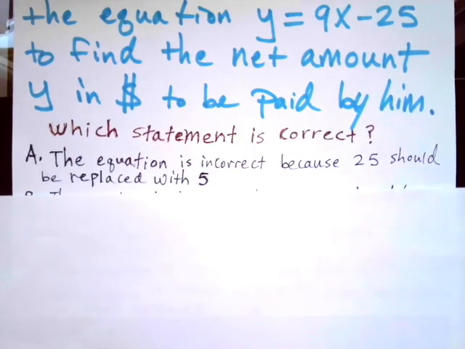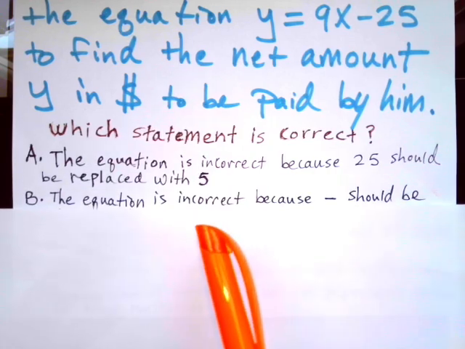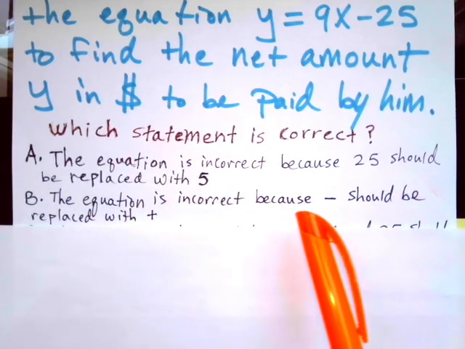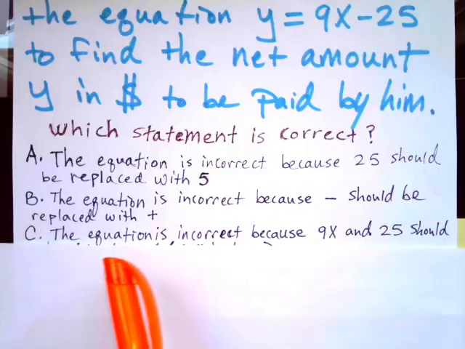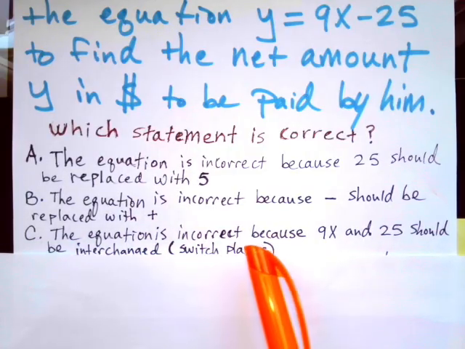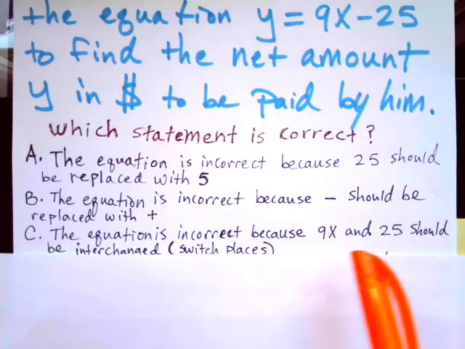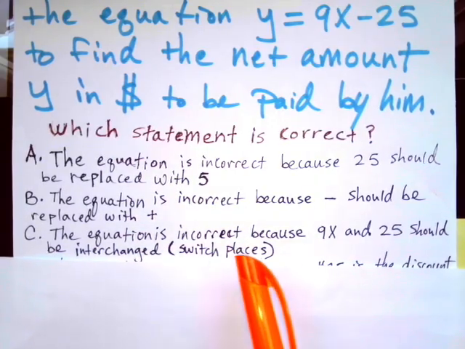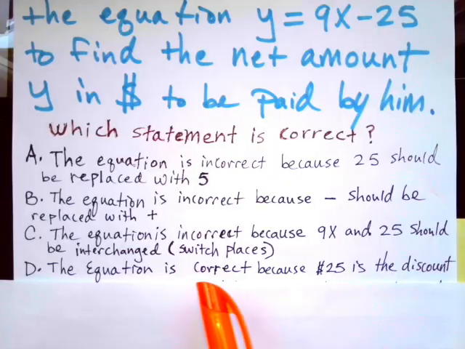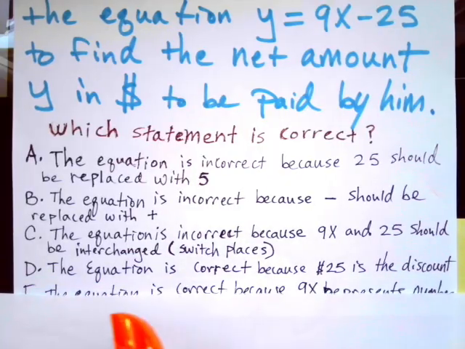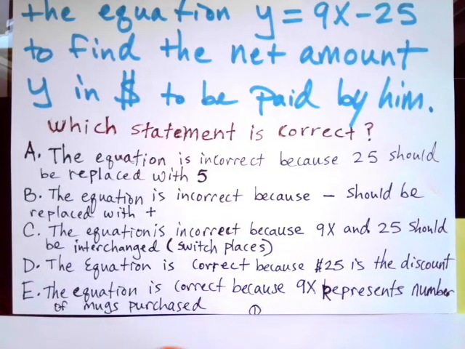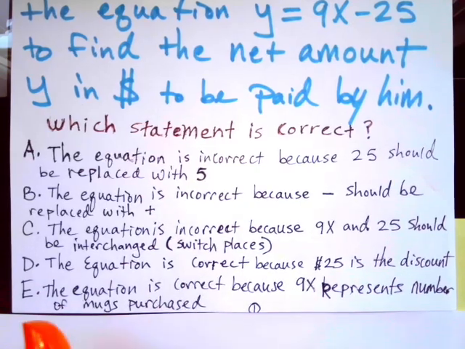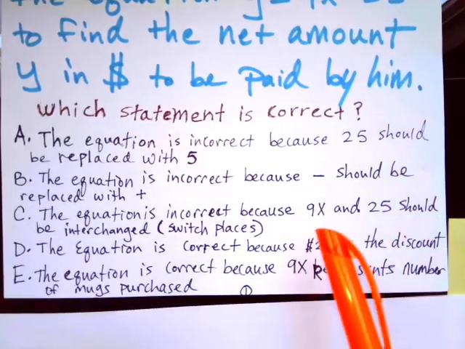All right, so A, the equation is incorrect because 25 should be replaced with 5. B, the equation is incorrect because minus should be replaced with a plus sign. C, the equation is incorrect because 9 times x and 25 should be interchanged. Just means switch places. D, the equation is correct because 25 is the discount. Or E, the equation is correct because 9 times x represents the number of mugs purchased.